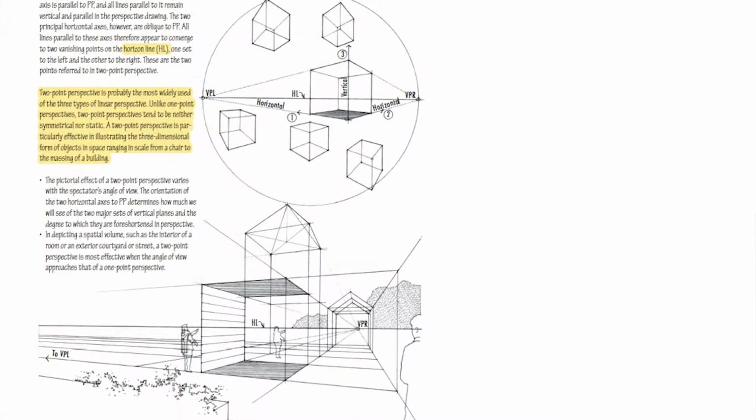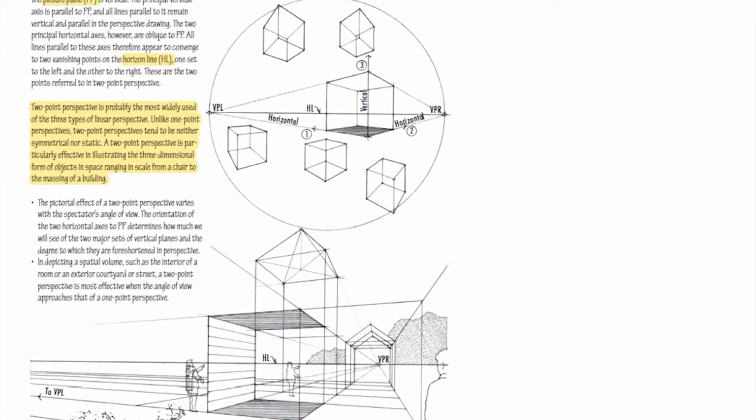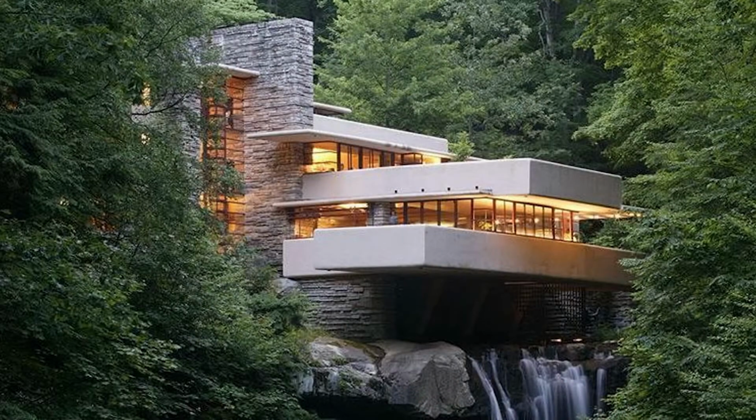So we will go over a variety of things, including terminology. We will be going over a few examples, and by the end of the video, I will be showing you how to apply these concepts and techniques into an architectural drawing. So by the end of the video, I will be drawing Frank Lloyd Wright's famous Fallingwater house using the 2-point perspective techniques that you will be learning in this video. So without further ado, let's begin.